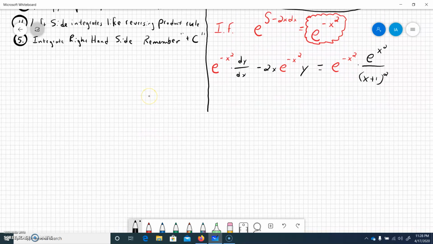So I don't know if we want to focus on one side or the other just yet, but let's go ahead and clean things up. On the right hand side, we've got e to the negative x squared, which really means it's in the denominator, and then we got times e to the x squared, which means it's in the numerator. So those actually cancel out. So on the right hand side, we're going to have the integral of 1 over x plus 1 squared dx. Let's clean that up a little bit.